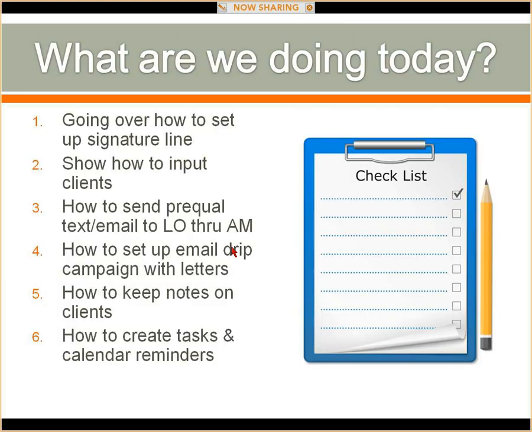Okay, so here's a checklist of what we're going to be going over today. I'm going to show you how to set up the signature line. And then I'm going to show you how to put in clients. Then I'm going to show you how to send a pre-qual to your LO through Agent Marketing. I'm also going to show you how to set up a drip campaign. We're going to go over the letters, either the templates, editing the templates, or you can create your own. I'm going to show you where you keep the notes on clients and how to create tasks and calendar reminders. So that is what we're going to be doing today.